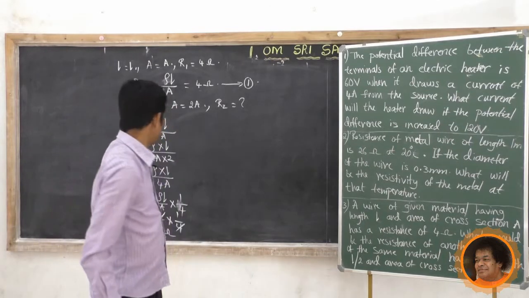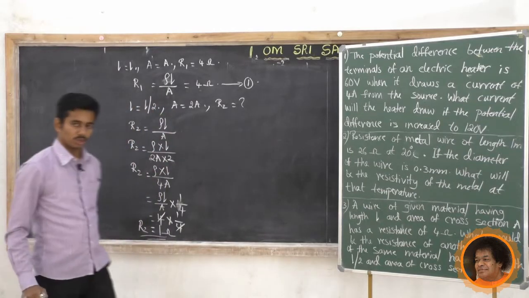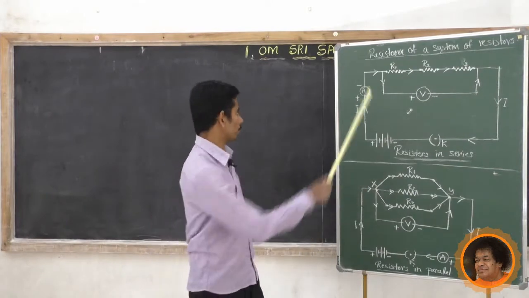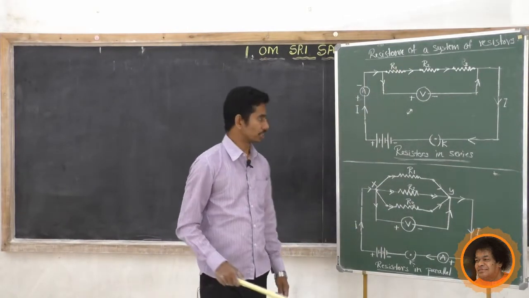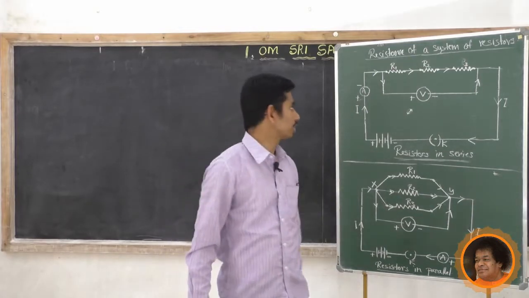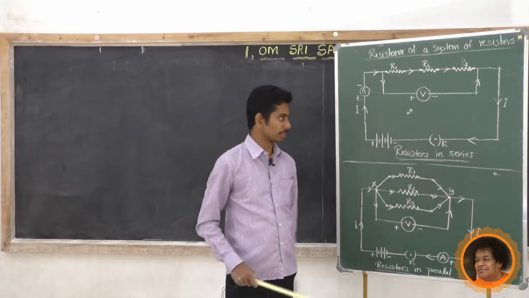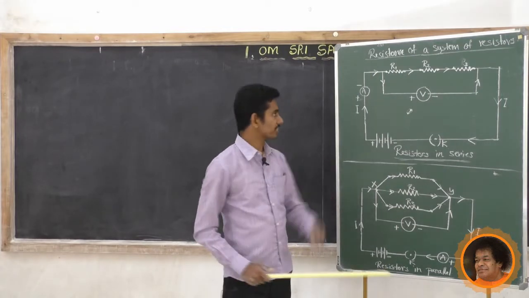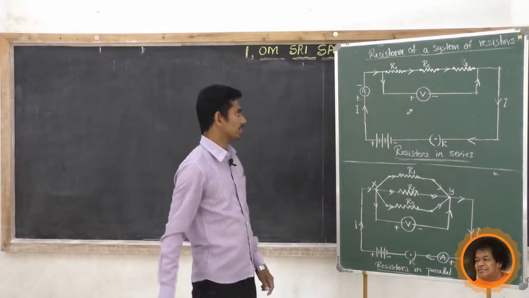This is the very important formula, the simplest one. This is the method of solving this problem. Next topic is resistance of a system of resistors. What is the meaning of resistance of a system of resistors? Different resistors, meaning more than one resistor, how they are connected in a circuit. This is the resistance of a system of resistors.